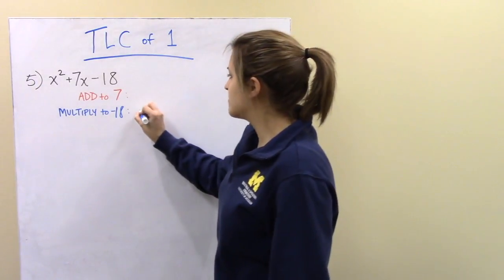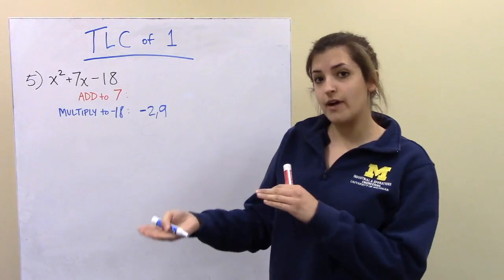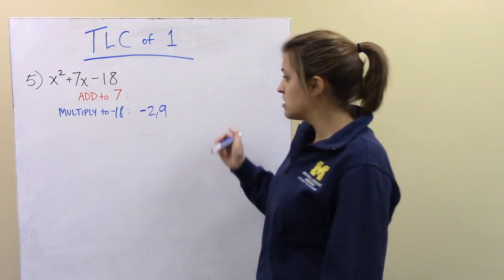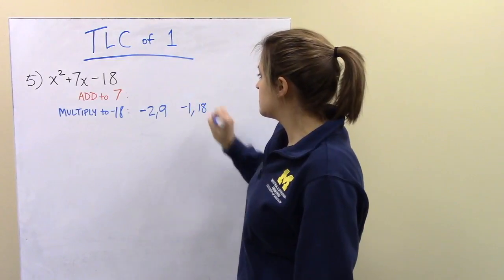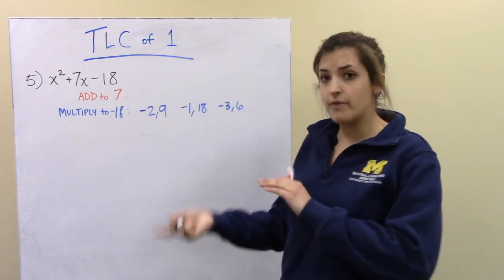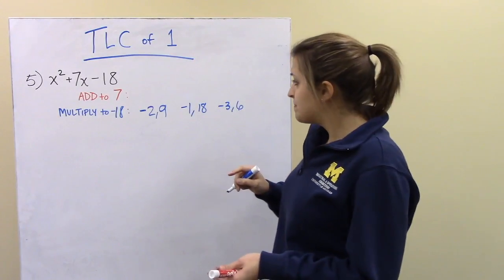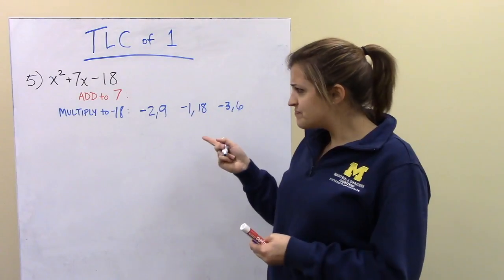Well, I could have negative 2 and positive 9, or the other way around, 2 and negative 9. Or I could have, let's see, negative 1 and 18, or negative 3 and 6, or the other way around. These can all be flipped. So let's think about these. Do any of these add to 7?